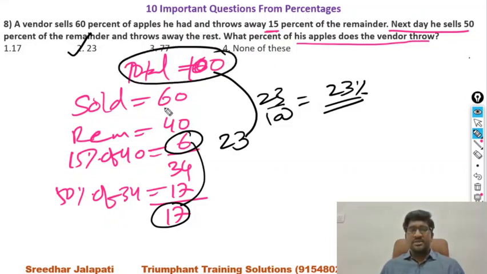He sold 60% the first day, remaining 40. Out of that 15% he threw, that is 6. And out of 40, if he threw 6, remaining 34. Out of 34, he sold 50%, which is 17. Remaining 17 he threw. So total 6 he has thrown on the first day, 17 on the second day. Total 23 out of 100, 23%.